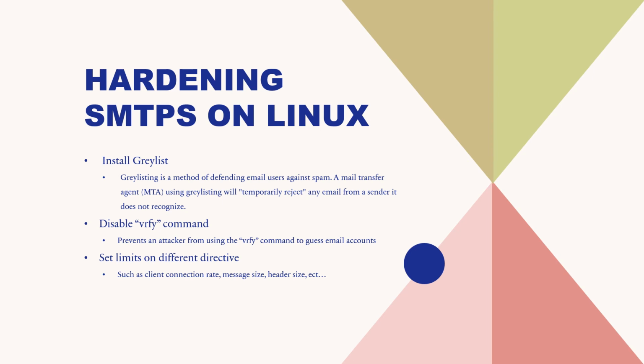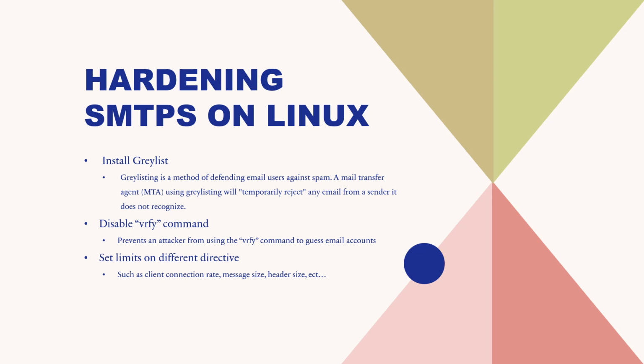So now we're going to go over some hardening techniques for SMTPS on Linux. The first one here is installing graylisting. Graylisting is a method of defending email users against spam. A mail transfer agent, or MTA, using graylisting will temporarily reject any mail from a sender it does not recognize.